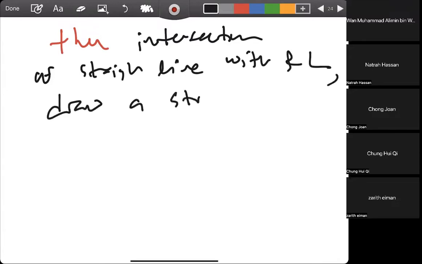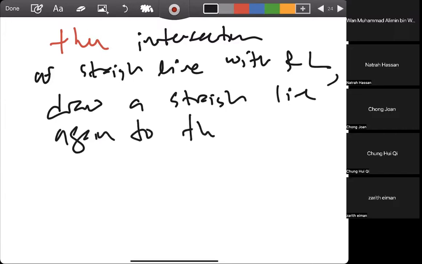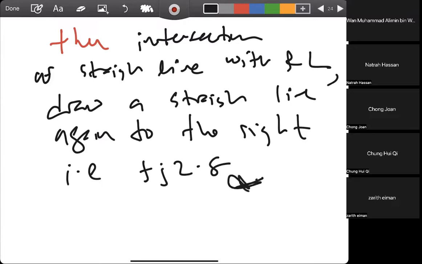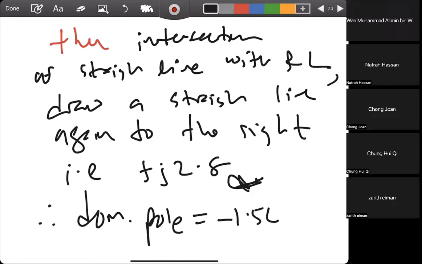Draw a straight line again to the right, okay? To the right, plus J 2.8. That's why the dominant pole is equal to minus 1.54 plus J 2.8.